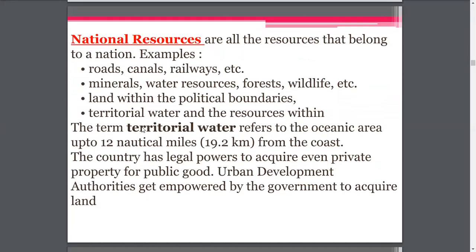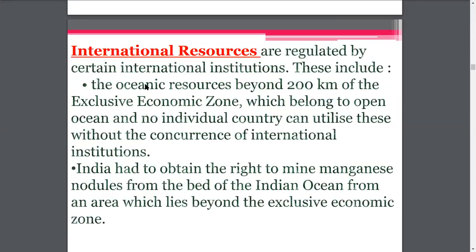Now here in national resources we have seen that the oceanic area up to 12 nautical miles, that is 19.2 kilometers, is our national resource. But in international, the oceanic resource beyond 200 kilometers comes under the international institution, and no individual country can utilize this without the concurrence of the international institution.